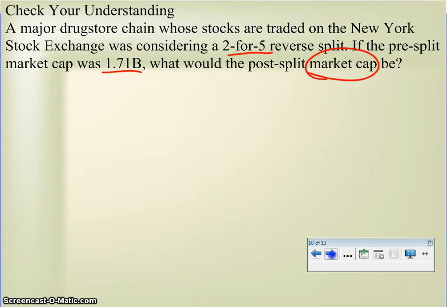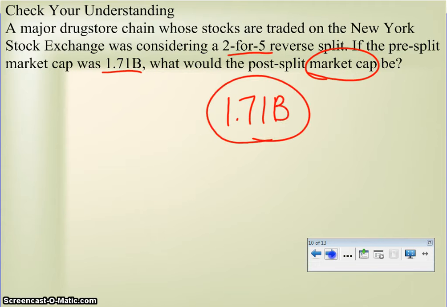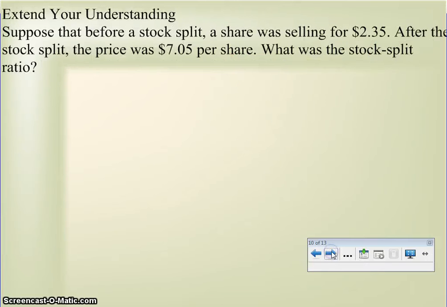And if you'll remember, the stock's value doesn't change. What changes is the distribution of that and the price per stock. So in this case, the answer is still worth $1.71 billion. It's just broken out with less stock, and each piece of stock is worth more money.